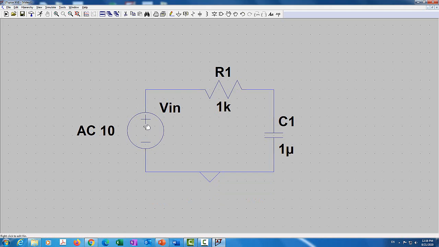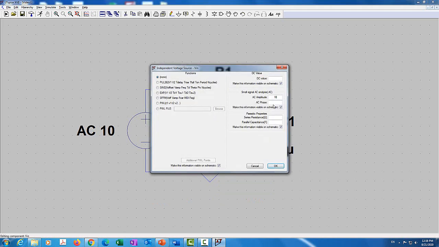Now I'm going to come on top of the voltage source, and I'm going to change it. Now I'm going to apply a pulse signal. So I'm going to say that the voltage is going to start from 0 to 10. So this is going to be a rectangular pulse.